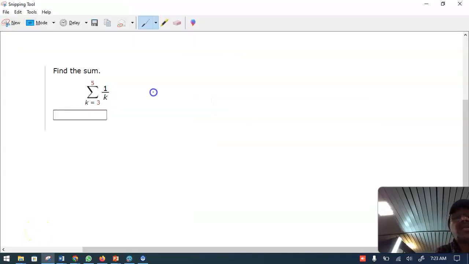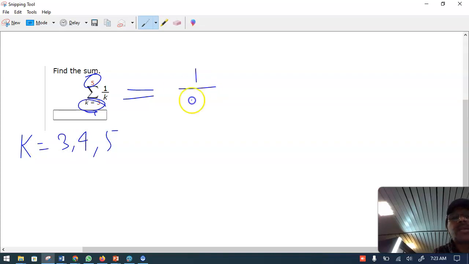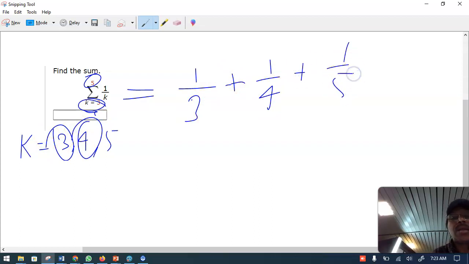So in this case, it says k has to be, what does this basically mean? So k takes the value 3, 4, and 5. That's all that means. So it means you have to do 1 over 3 plus 1 over 4 plus 1 over 5. Now you have to use the least common multiple. That means 3, 4, 5. The lowest common multiple for 3, 4, 5, I can think, is 60.